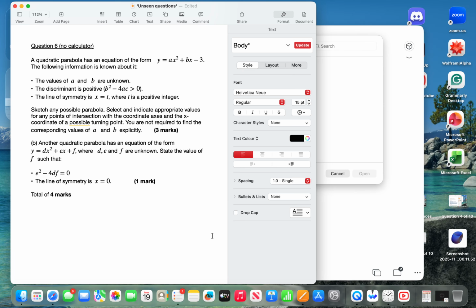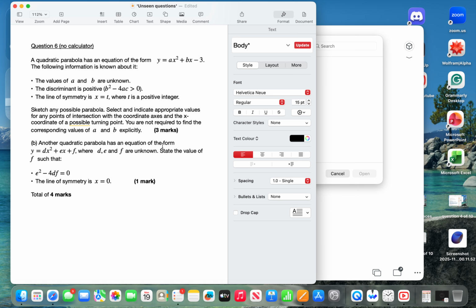We have question 6 out of 10, and this one there's no calculator. It's out of 4 marks and it comes in 2 sections. It's quite a long winded question, but take a look at it and attempt it. So you can pause the video now and have a go at it if you wish.